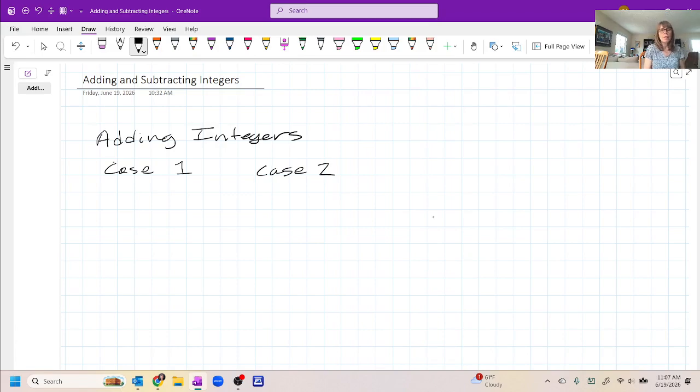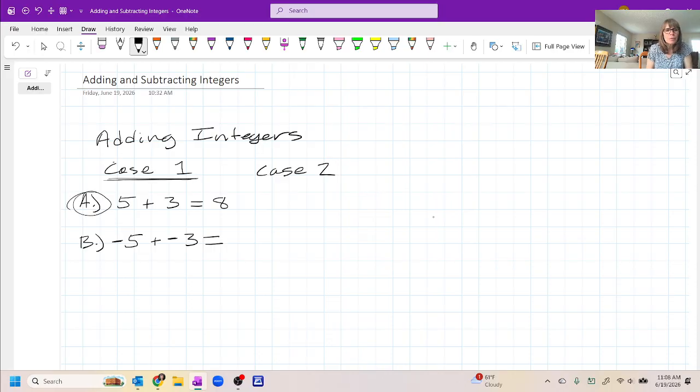Case number 1 is when you're adding numbers that have the same sign. For example, say you have 5 plus 3. 5 plus 3, as you know, is 8. But sometimes you have negative 5 plus negative 3. So in case number 1, both numbers have the same sign. In this first example, A, think about this as money. You have $5 plus another $3.